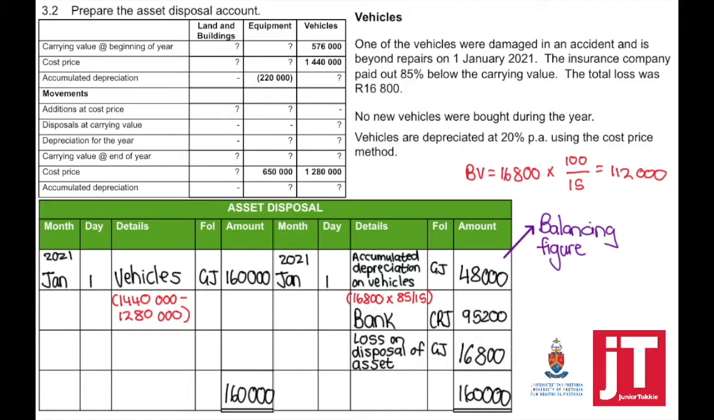Please take note, you cannot take 160,000 and say that equals the 100% and times that by 85%. The instruction clearly said the insurance company paid out 85% below the carrying value. So just make sure that you take note of that.